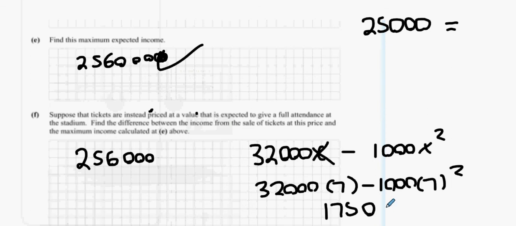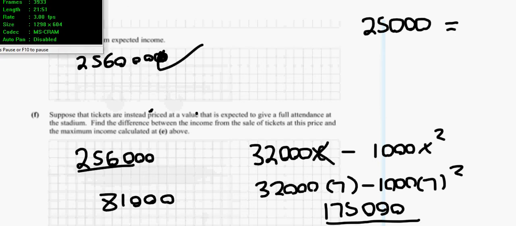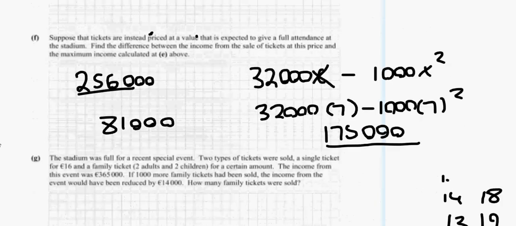Now what's the difference between the two incomes? 256,000 and 175,000. Everybody got 81,000 in the difference? Who got that one, out of interest? No.